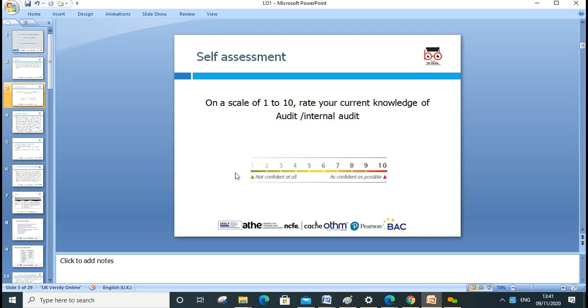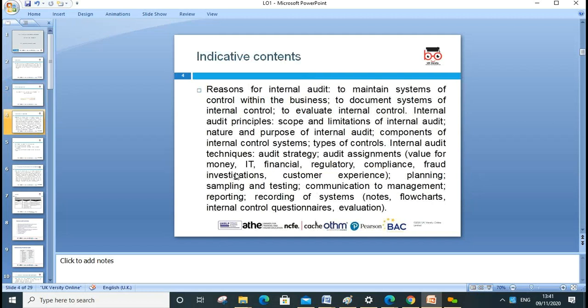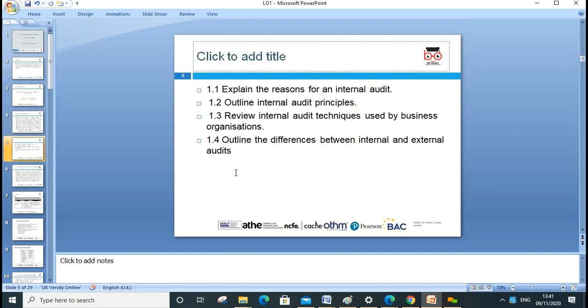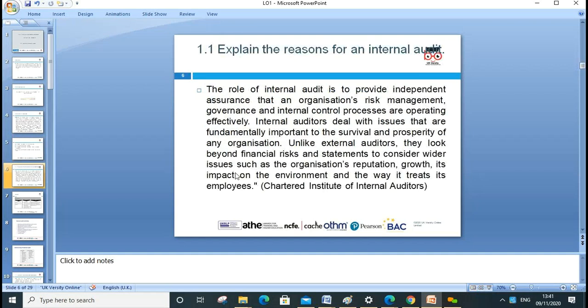Audit means checking the accuracy. The word audit is derived from the Latin word audire, which means to check the accuracy in the books of account. Somebody will check, or you check yourself. That's the audit. Audit is very important to look and take corrective action. We have the inductive content I mentioned, and these 4 assessment criteria within this learning outcome. First is to explain the reason for internal audit.